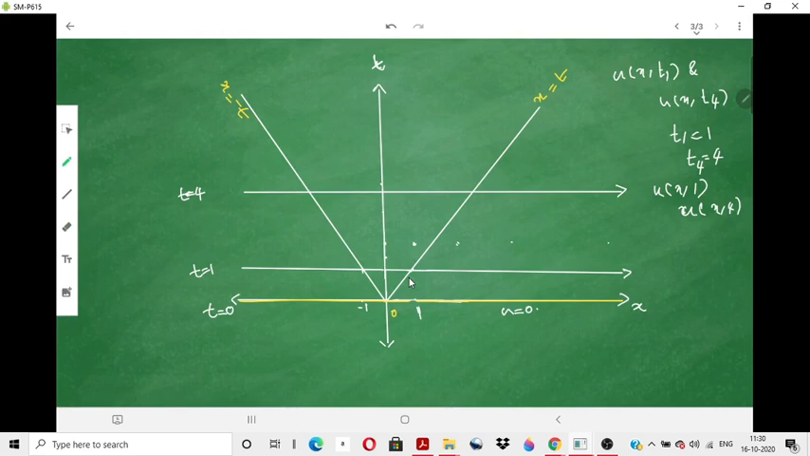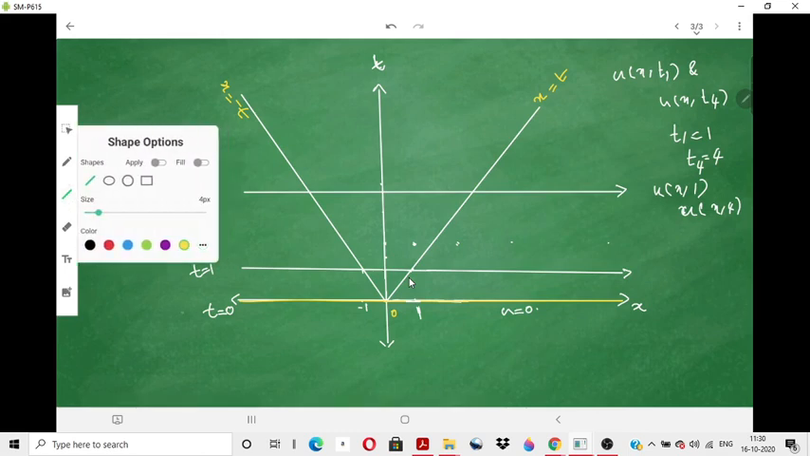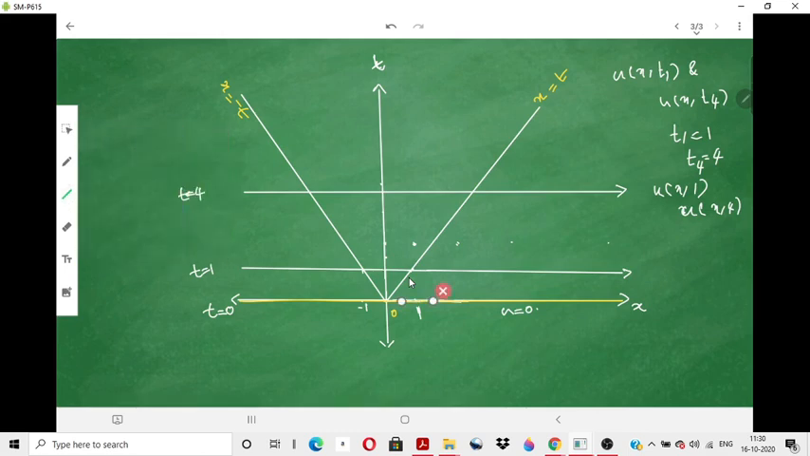Okay, so for time t equal to 0, for all values of x, u is equal to 0. So we have u equal to 0, which is represented with the yellow line. So when t is equal to 0, the graph is u equal to 0.